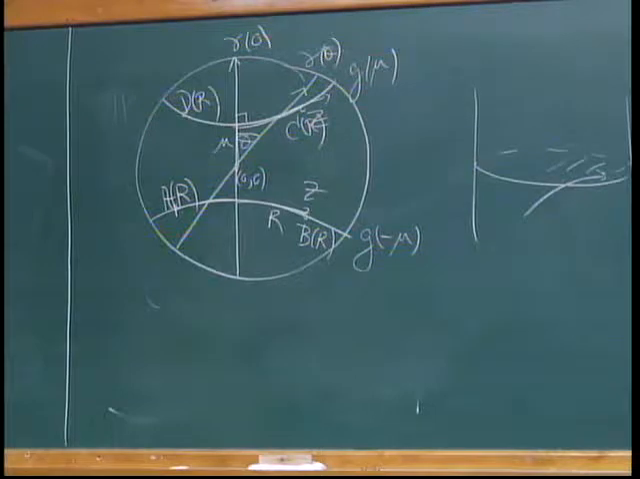Okay? So there's A of r, B of r, C of r, D of r. I take 4 geodesics. That's part of G of minus mu. That's part of G of mu at height 0. Then I go up to height h and do the same 2 things.